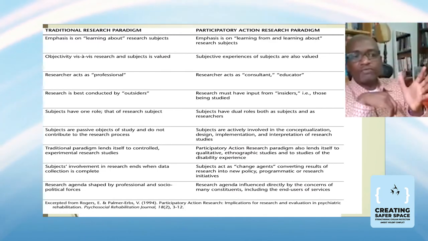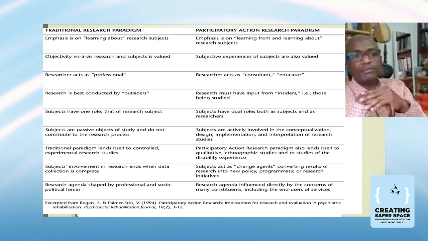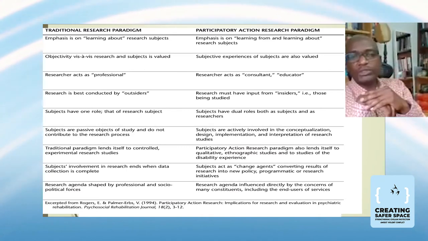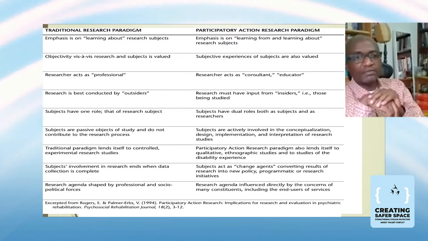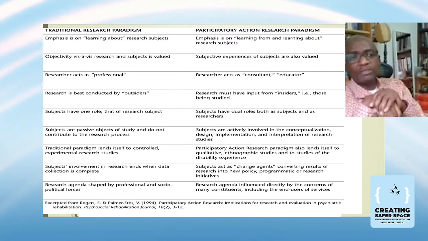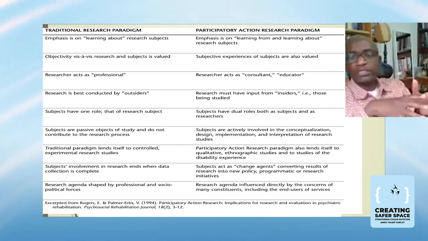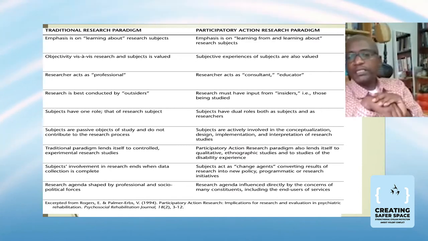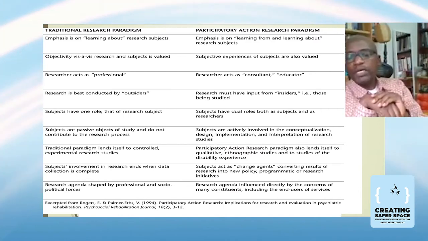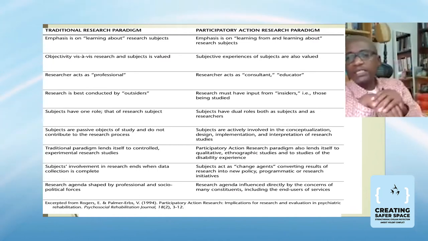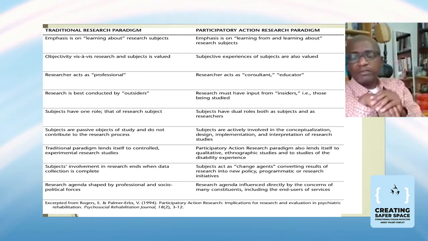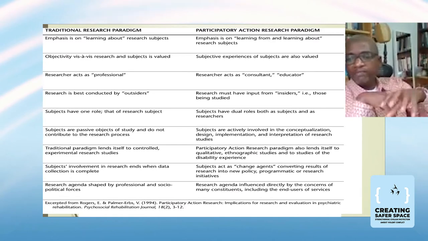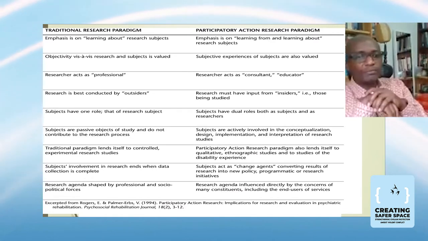Subjects are passive objects of study in the traditional one, whereas here the subjects are active. Traditional paradigms lend itself to controlled experimental research studies, whereas in the PR strategy here, the paradigm is much more qualitative, ethnographic, meaning that you want to experience the lived experiences of the people.